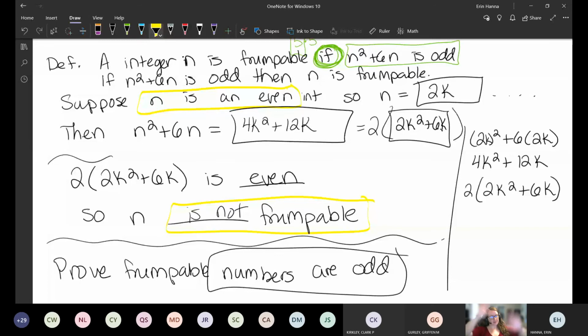So again, sorry, that was technically a proof by contradiction. We wanted to show that all frumpable are odd, so they started with it being even. They wanted to come to a contradiction, which is why the fact that it comes out to be n is not frumpable is fine. Because if n is not frumpable, but it was even, then it must be the case that if it's frumpable, it must be odd. Hopefully that makes sense. Sorry, I did that a bit all over the place.